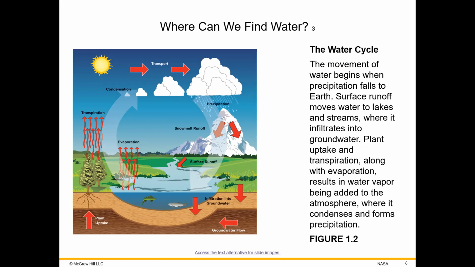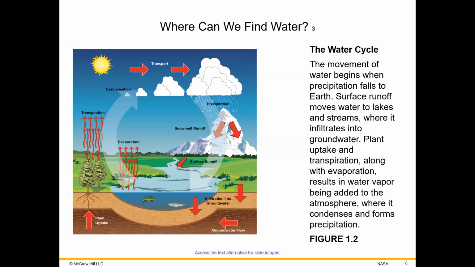So plants uptake water through groundwater, through the soil. They do photosynthesis, and one of the byproducts of photosynthesis is transpiration, which then evaporates water into the atmosphere, becomes condensation, gets transported by winds across different lands, falls as precipitation, or even in mountains as snow.